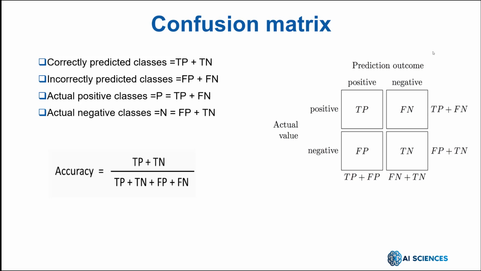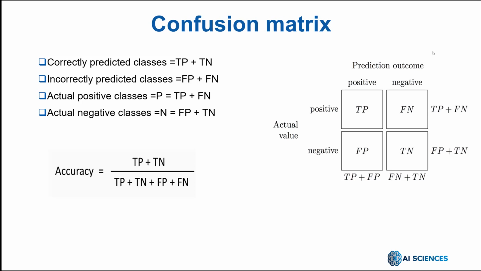TP, true positive, in the top left corner of the figure, equals actual class positive and predicted class also positive. This states how many positive classes are correctly predicted. This is also known as the power of the model. FN, false negative, in the top right corner of the figure: actual class is positive and predicted class is negative. This states how many positive classes are predicted as negative. This is also known as a type 2 error, miss.